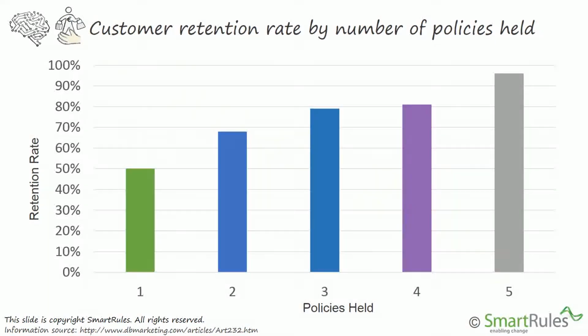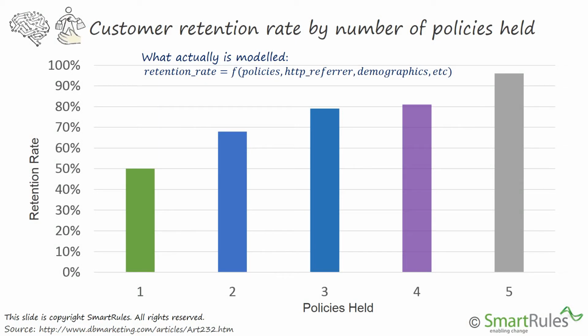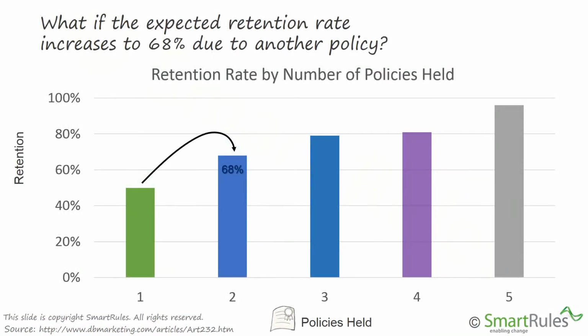In non-insurance companies, number of policies could become number of products, contracts held. Again, what is modeled is not retention rate for all customers as a function of number of policies, but instead retention rate for each individual customer as function of many predictors. So let's run a hypothetical scenario for customer value management. Suppose we're looking at how much we can discount the sale of a second insurance policy for a valuable customer. What happens with his retention rate if we sell a second policy?